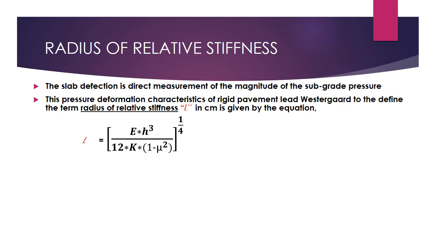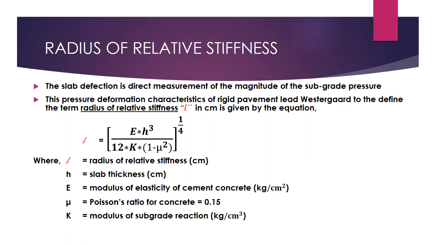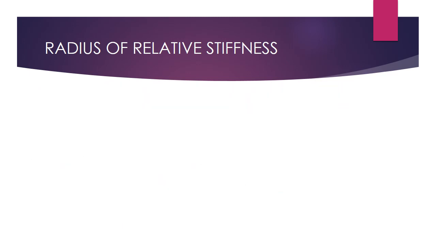Here E is your modulus of elasticity of the slab, that is, the modulus of elasticity of cement concrete. h is your slab thickness. Poisson's ratio for concrete is 0.15, that is the value of mu, and the capital K is your modulus of subgrade reaction, which we have already discussed earlier.